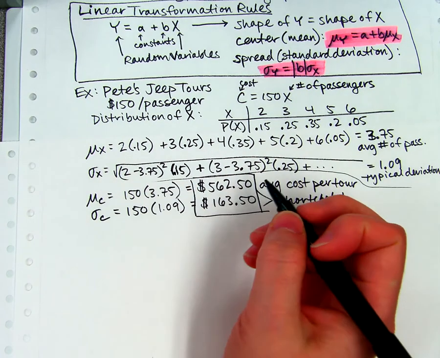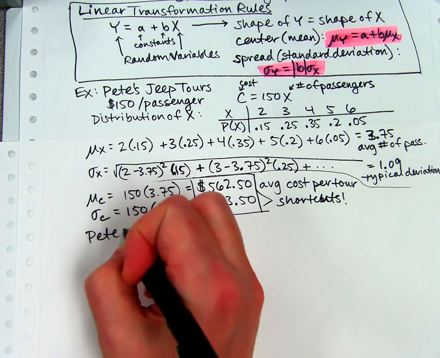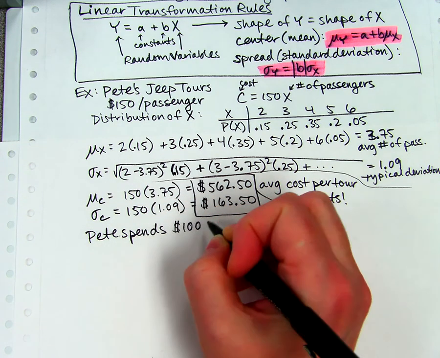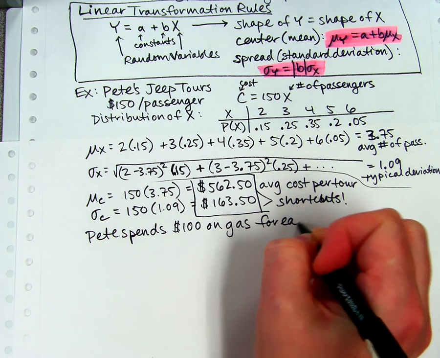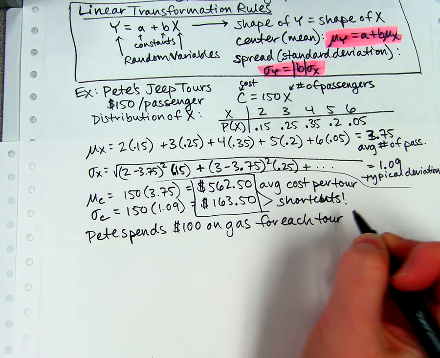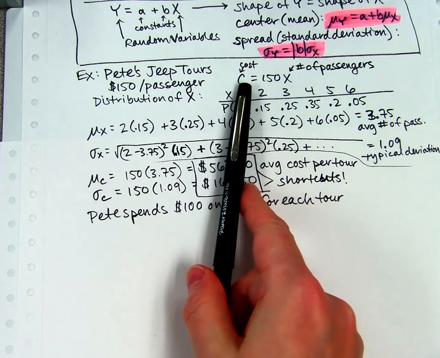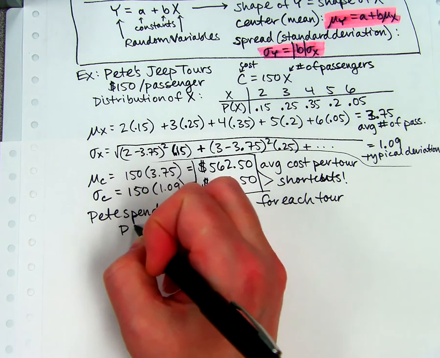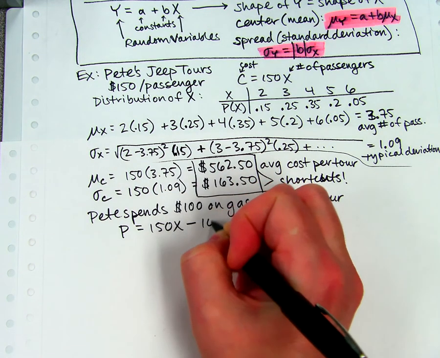So let's say for each tour, every time Pete takes a group of people out, he has to buy gas. So let's say he spends $100 on gas every time he does a tour. So now we're talking about, instead of the money he brings in, which could also be called the income, cost from the passenger's perspective, but income from Pete's perspective, now we're going to talk about the profit, which is the 150x minus the amount he spends on gas.